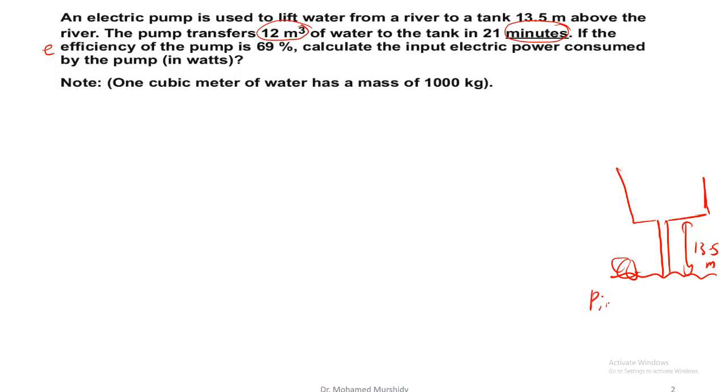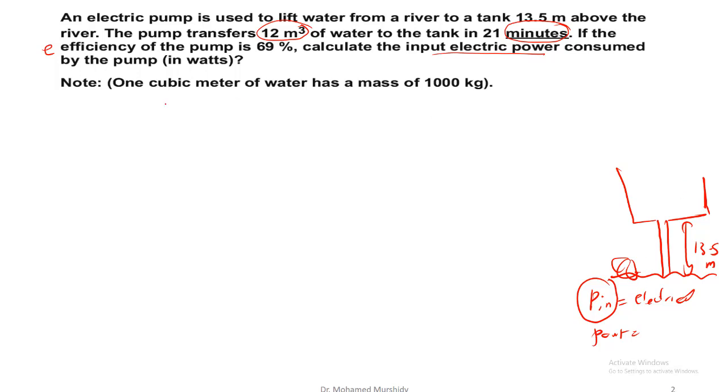We have power in, that should be electrical energy, and we have power out, that is the power that will enable this pump to lift this water from here to there. The efficiency is 69%. Calculate the input electrical power. We need to find the electrical power consumed by the pump to lift this amount from here to there.